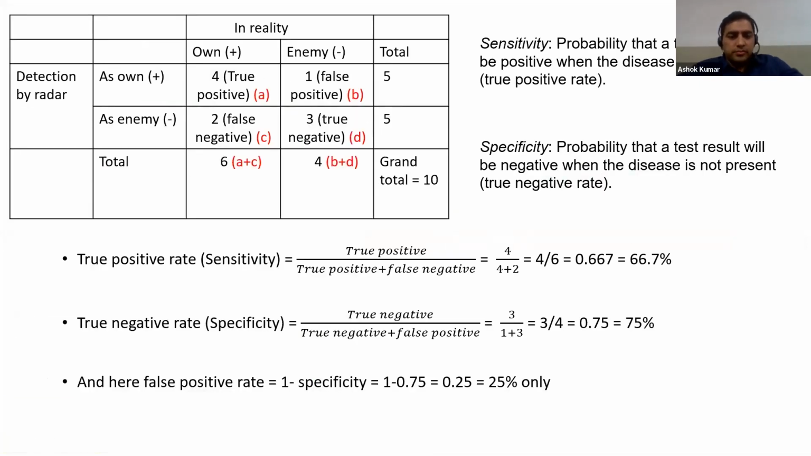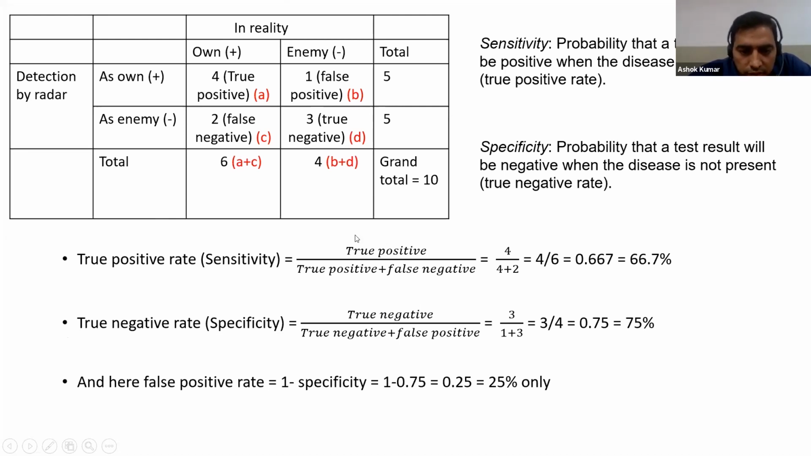So we have to give, this is A cell, this is B cell, this is C cell, this is D cell, and A plus C is 6, and B plus D is 4. So can we get, using this 2 by 2 table, the true positive rate, which means sensitivity, or the true negative rate, that is specificity? These are the formulas using this 2 by 2 table. Yes, we can get them.